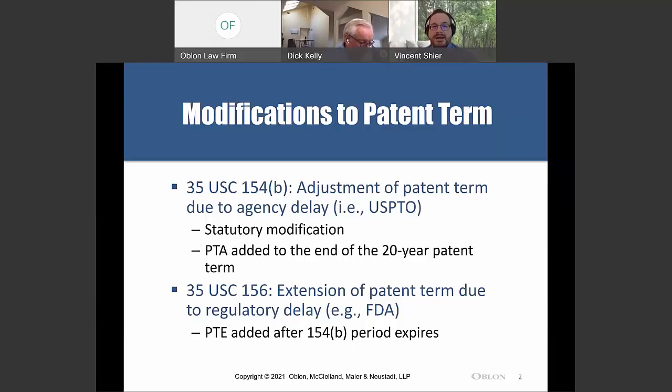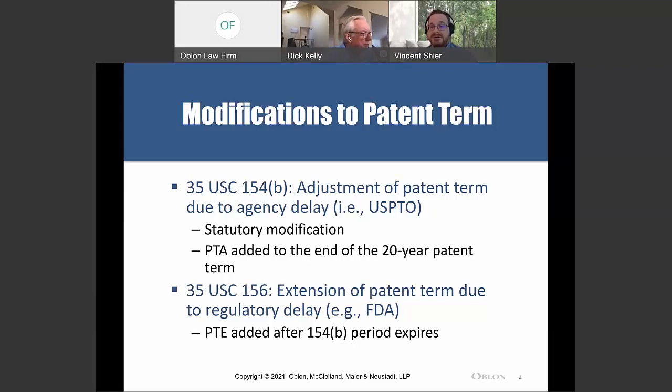But along with the modification of the patent term, a scheme was also instituted that allowed patentees to recoup some of the time lost due to examination. This was in the form of patent term adjustment under Section 154, which is the very same section of statute that defines the 20-year patent term. And so the patent term by statute in the United States is actually 20 years from earliest effective filing date, plus the statutory modification of patent term adjustment.